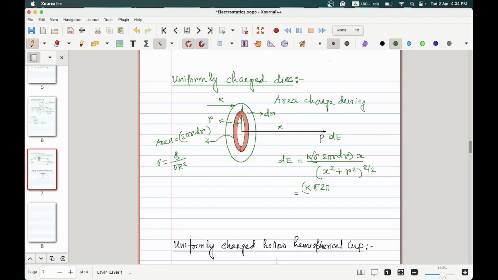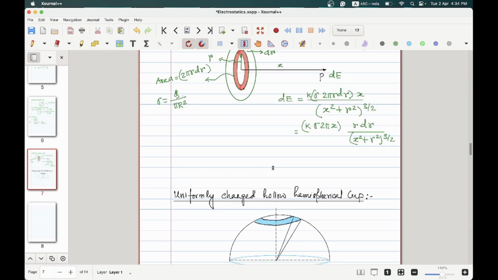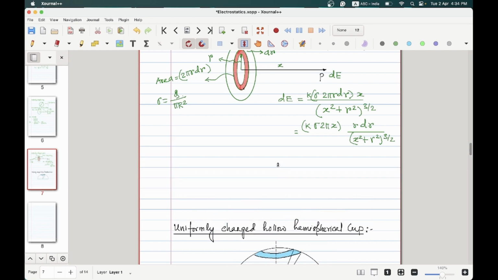So this is basically k sigma 2 pi x, there should be r dr, by (x square plus r square) to the power 3 by 2. This is the expression of electric field due to the elementary charged ring. Let me write it k dash for now.